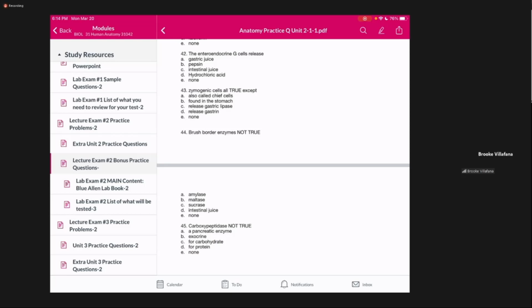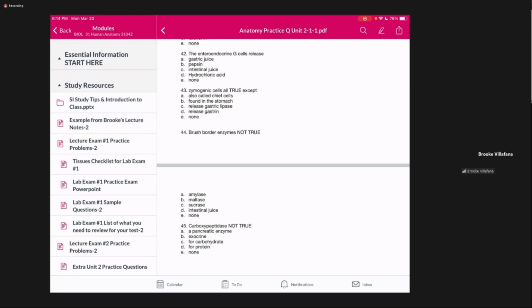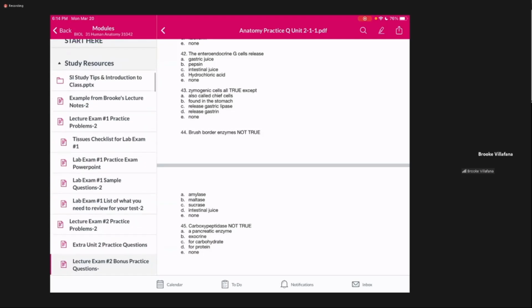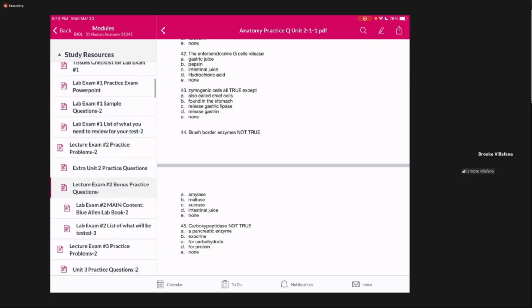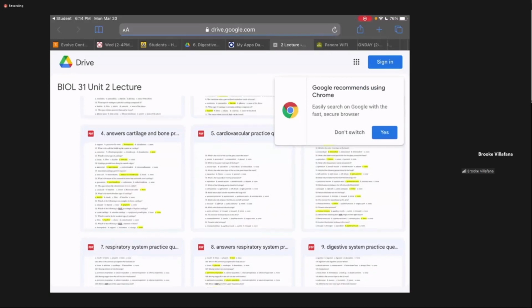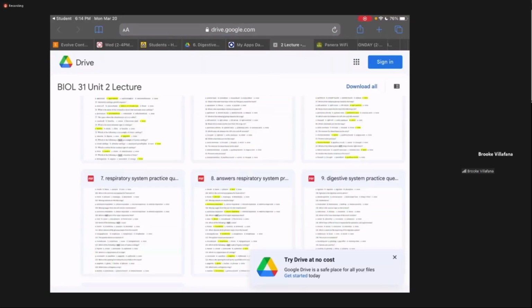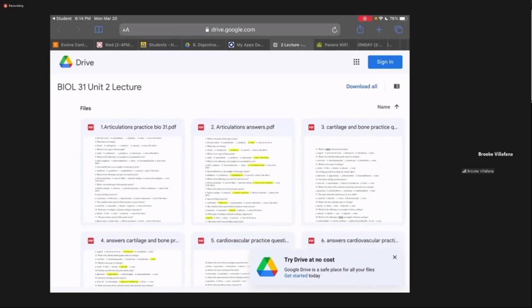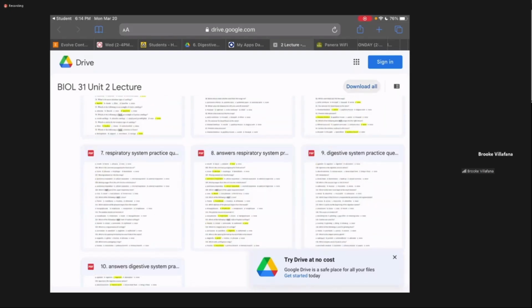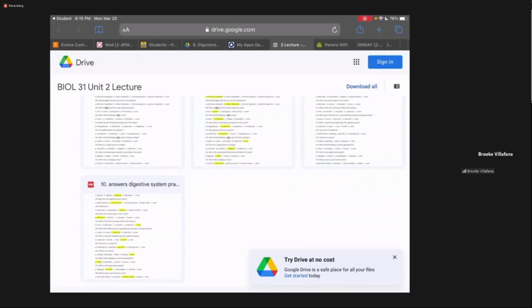Okay, so I'm going to share with you guys, I'll post it in an announcement, the Google Doc that I made with about 50 questions. If you guys haven't seen that, I did it the week before your spring break in SI. Again, it has like 50 questions I made in there, and I'll post that in announcements for you guys. Again, in your study resources module, which you all have access to, you have your lecture exam 2 practice questions, which will direct you to basically a themed version of each of them. So you have your articulations with answers, cartilage and bone, cardiovascular, respiratory, digestive, and answers.